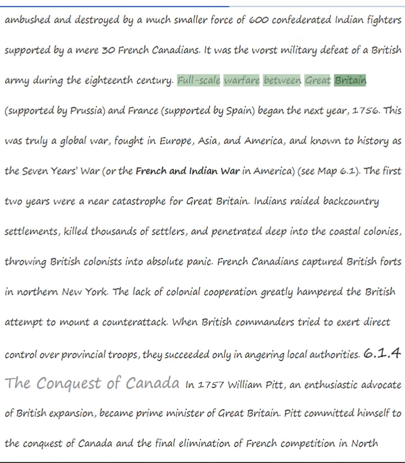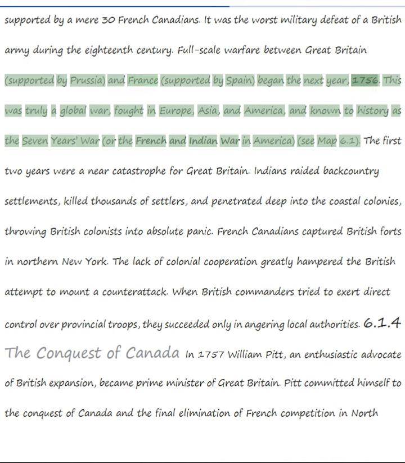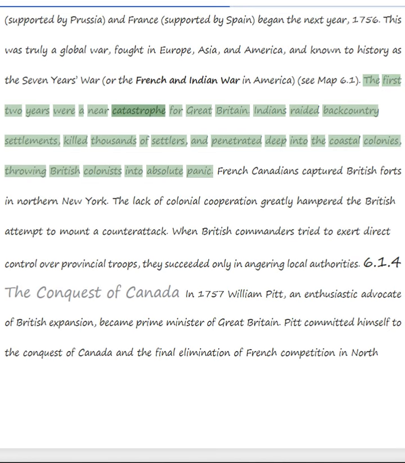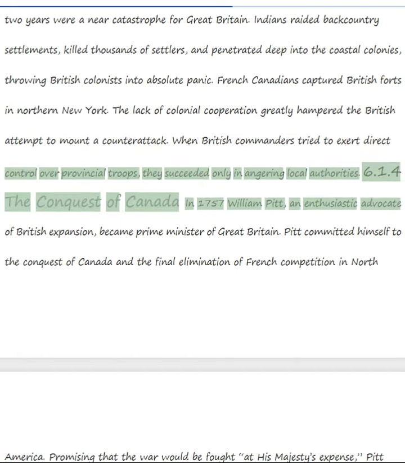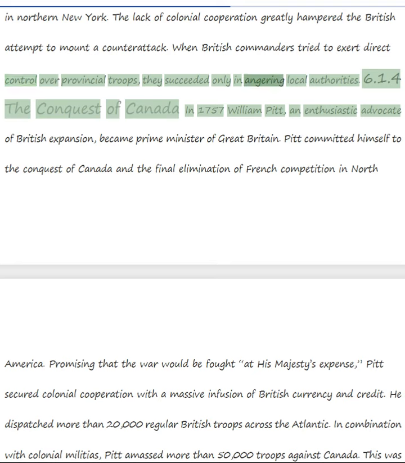Full-scale warfare between Great Britain and France began the next year, 1756. This was truly a global war, fought in Europe, Asia, and America, and known to history as the 7 Years' War. The first 2 years were a near catastrophe for Great Britain. Indians raided backcountry settlements, killed thousands of settlers, and penetrated deep into the coastal colonies, throwing British colonists into absolute panic. French Canadians captured British forts in northern New York. The lack of colonial cooperation greatly hampered the British attempt to mount a counterattack. When British commanders tried to exert direct control over provincial troops, they succeeded only in angering local authorities.